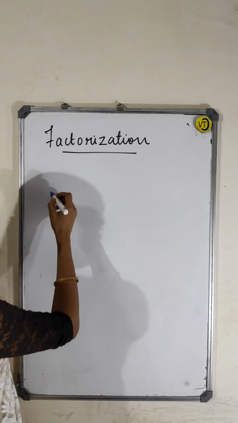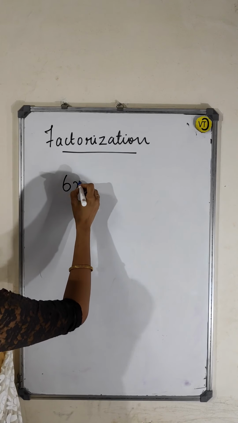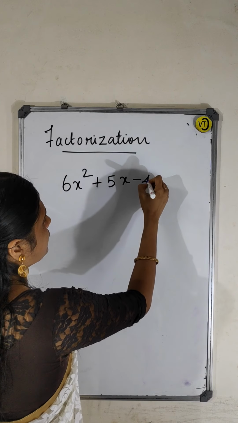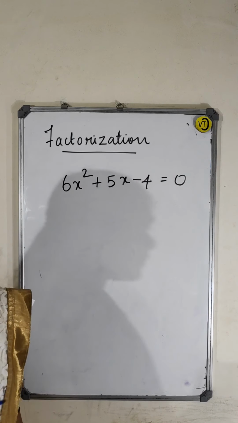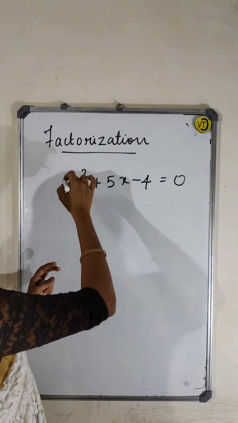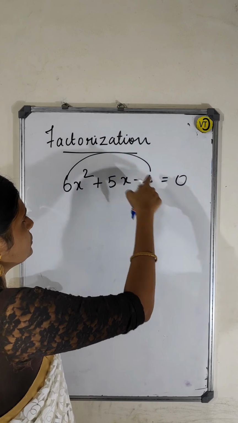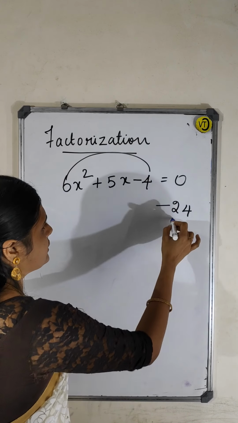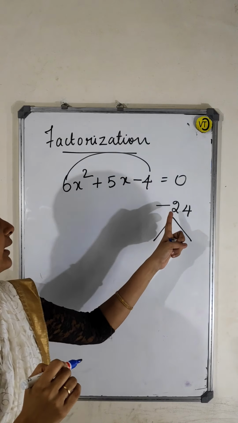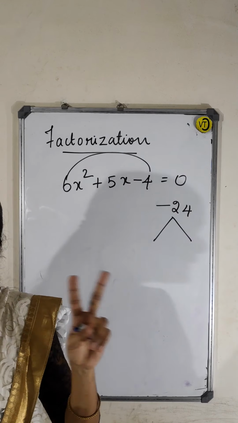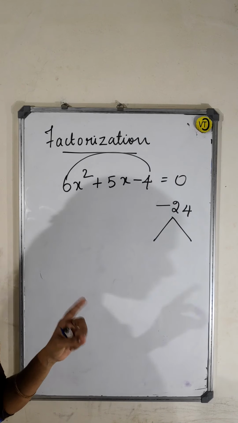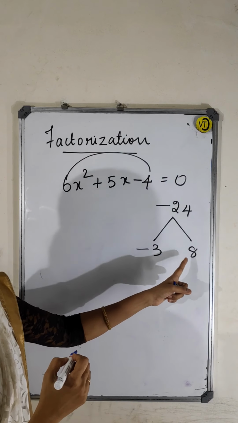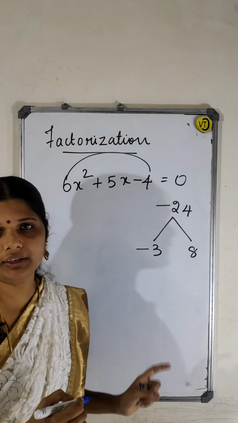Now the second sum is 6x square plus 5x minus 4 equal to 0. So what will you do? The coefficient of x square, 6, into minus 4, you have to take. So minus 24. Am I right? How can you do it? Minus 24, you have to split the middle term. So this will be minus 3 and 8. 8 minus 3 is 5. Yes, I can take those factors.